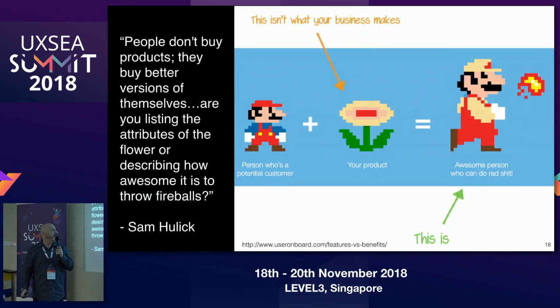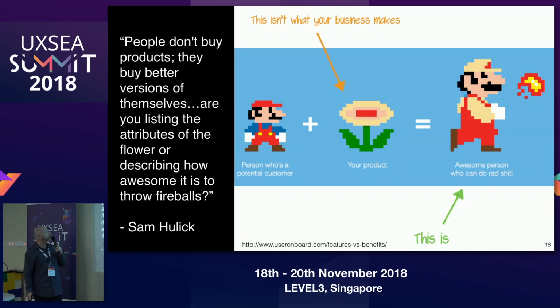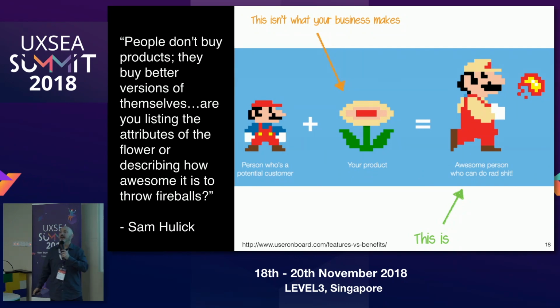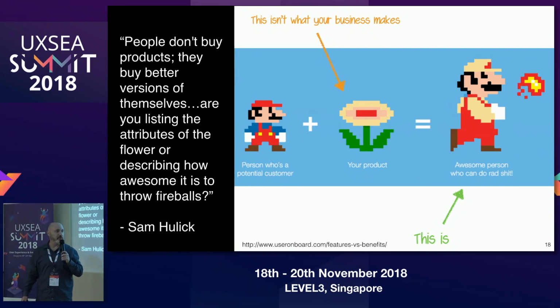Here's a really good quote. People don't buy products, they buy better versions of themselves. Are you listing the attributes of the flower, or are you describing how awesome it is to throw fireballs? So, obviously in reference to Super Mario.